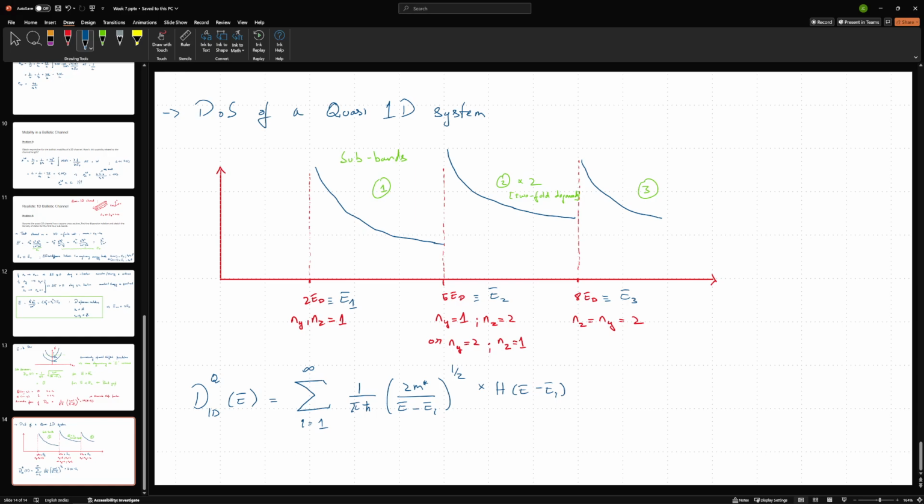But this alone is not enough. Remember, this has twofold degeneracy. So for each subband, I need to associate the corresponding degeneracy. How do I do that? I will alter this term here and write it as GI, where GI is the degeneracy of the ith subband.